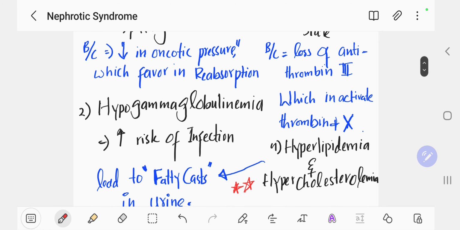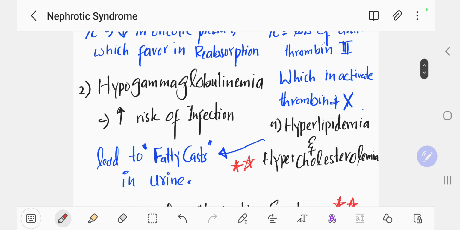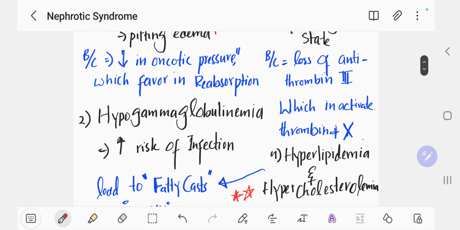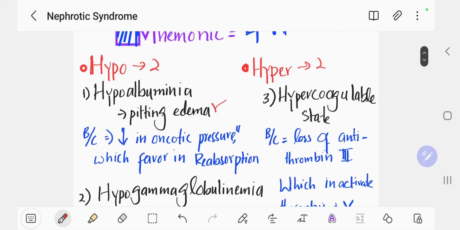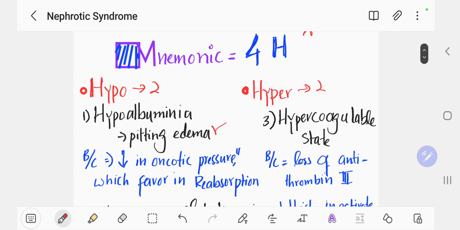So okay, the second one is hypogammaglobulinemia. This is pretty easy: when there is a decrease in immunoglobulin, it will increase the risk of infection. So remember that there will be an increased risk of infection in nephrotic syndrome. So this was the first one, which is hypo. Okay, the second one is hyper.